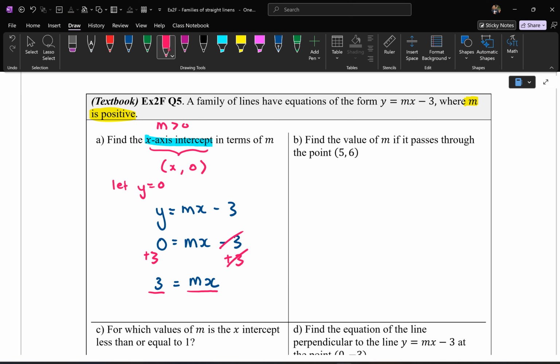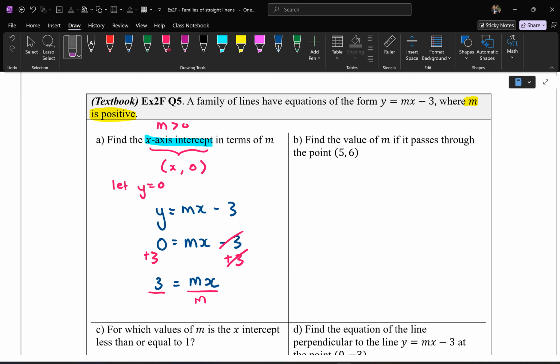Sorry. No, you're right. It is divide. What do we divide? By m. Because we're trying to solve for x. So we're aiming to get rid of m. Sometimes, and this is the first part of year 11, is to get familiar that m is a number.